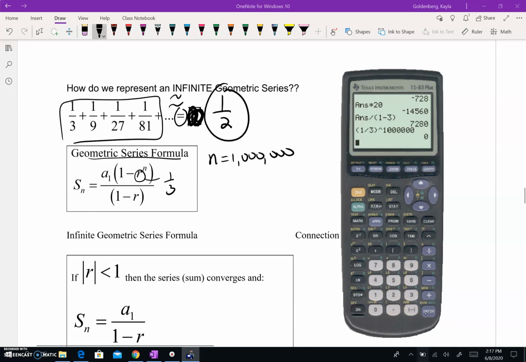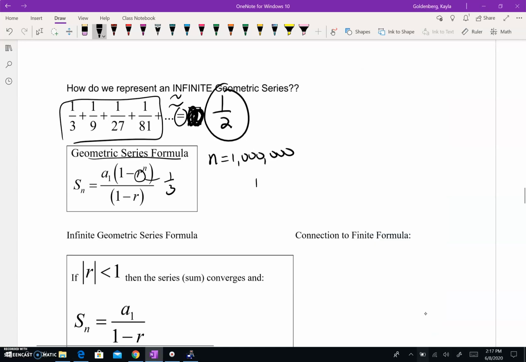Now it says it's 0, but really a third to the 1,000,000th power is like a third times a third times a third. So it's really just a really, really tiny fraction. It's not exactly 0, but it gets really close to 0. So the big idea is, as I do the ratio to the nth power, that's getting really, really close to 0. So we can say it's approximately 0.